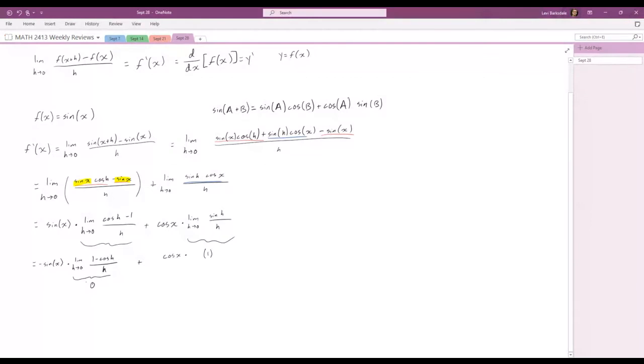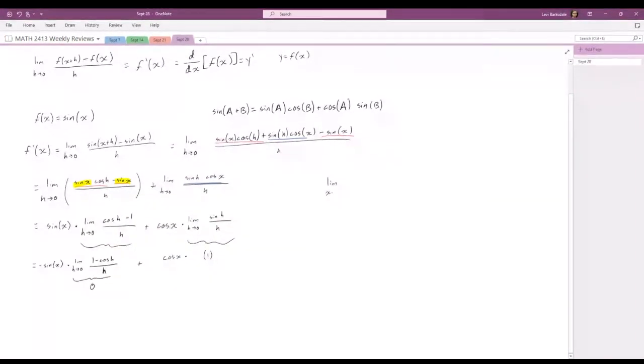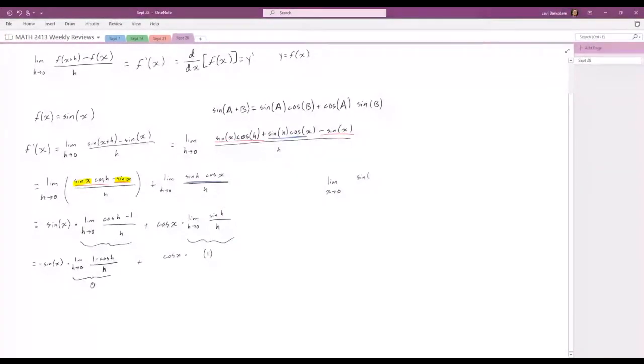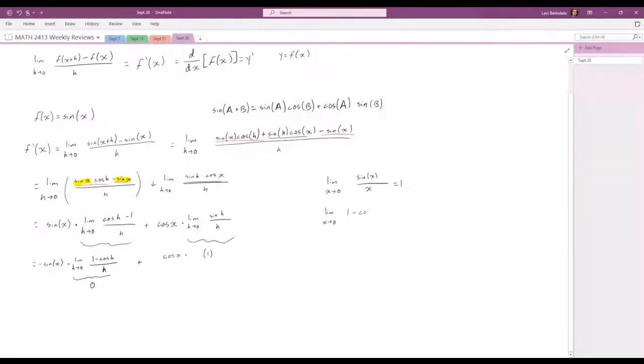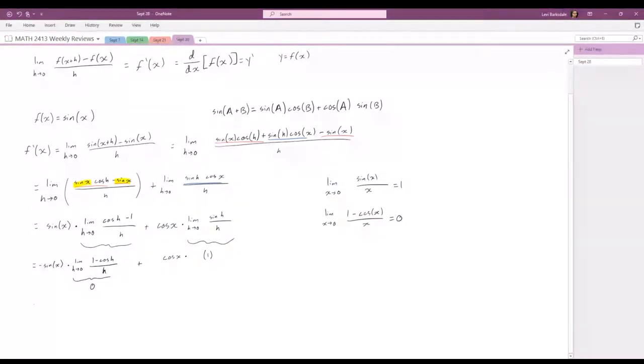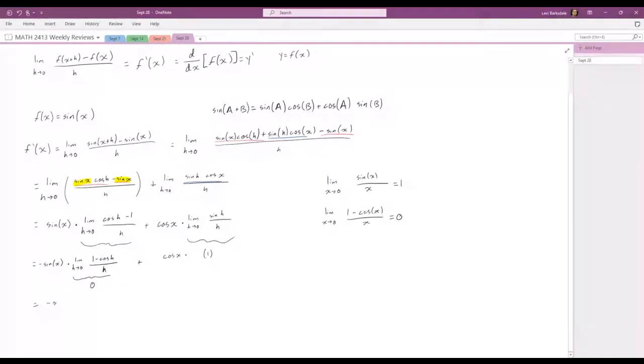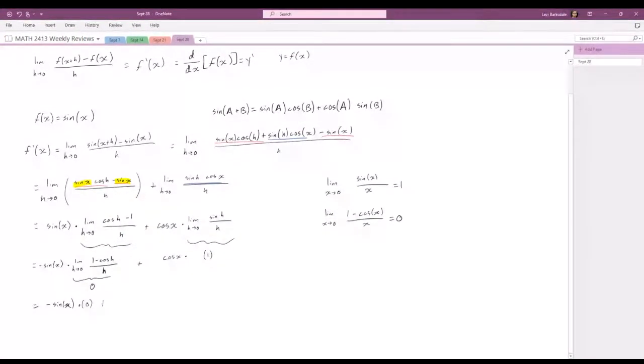So these are really your two special trig limits. Sine of x over x, you all know pretty well. This one is 1. Your other one is like the cosine equivalent. It's 1 minus cosine of x all over x goes to 0. All right, so if we continue simplifying, we have minus sine of x multiplied by 0 plus cosine of x multiplied by 1, and this gives us just cosine of x. And this is the derivative of sine of x.